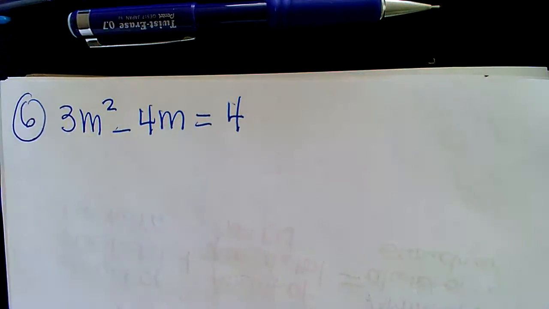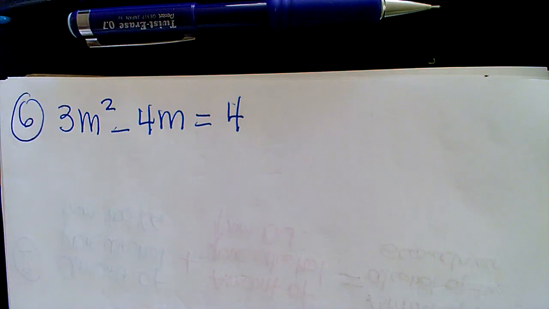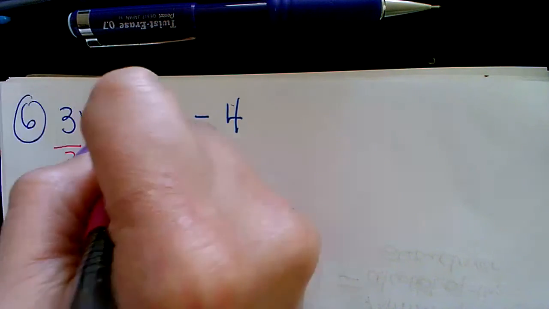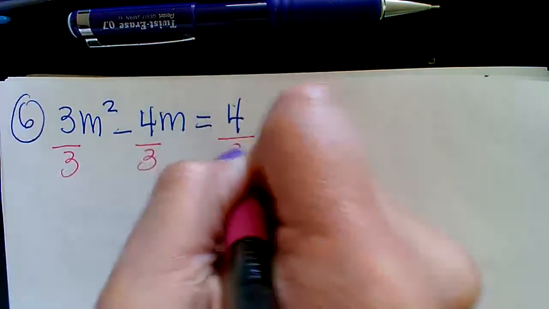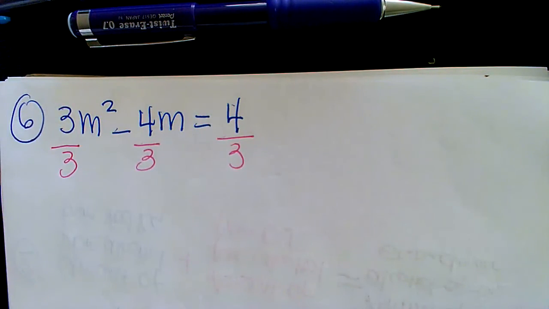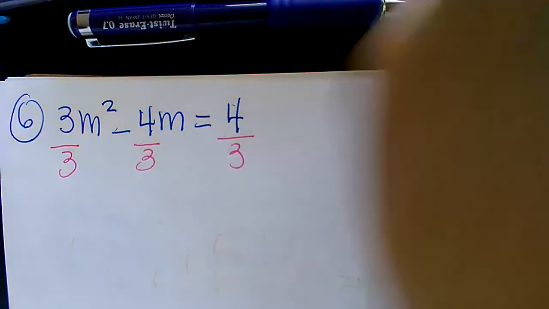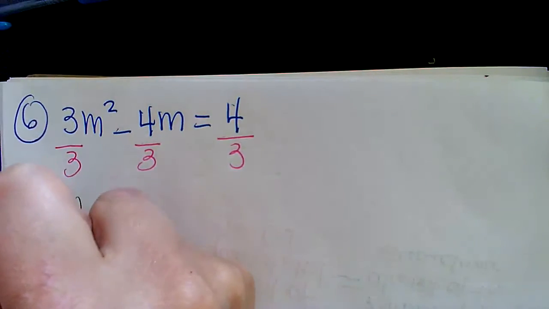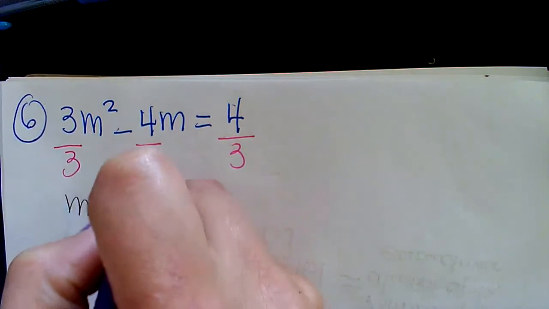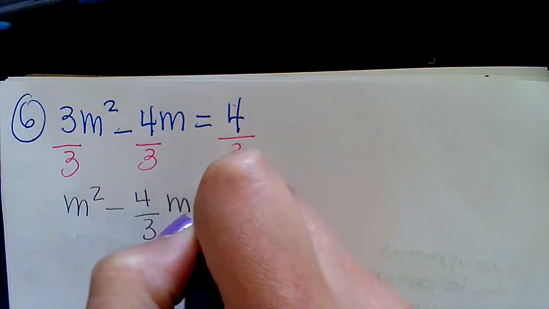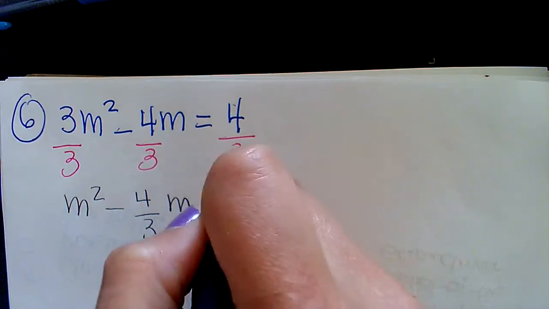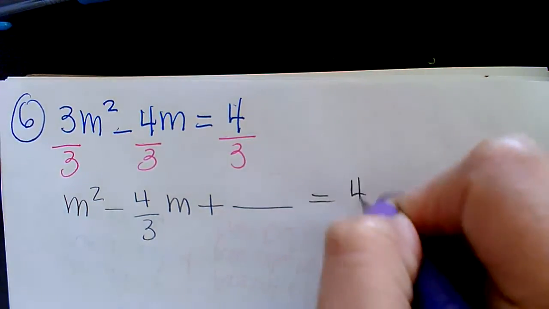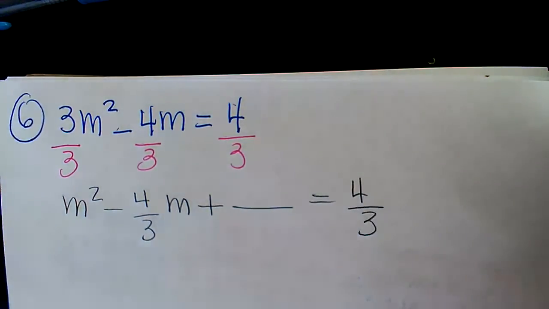So what happens there? We need to divide by 3 because the leading coefficient needs to be 1. In this case, it's 3. So we're going to divide the entire equation by the leading coefficient. So what do I get? I get m squared minus 4 over 3 m equal to what? To 4 over 3.